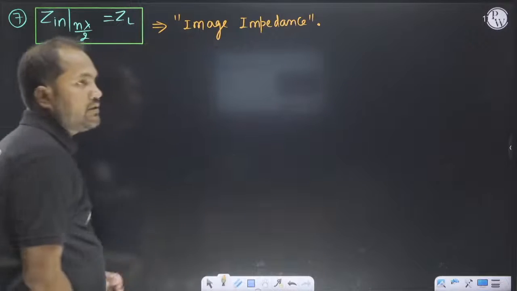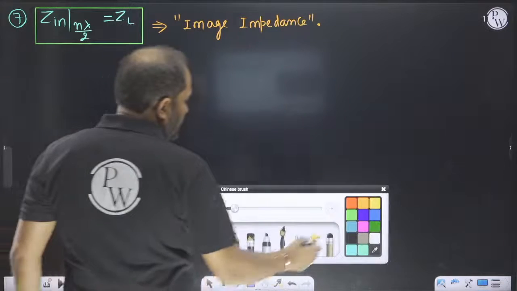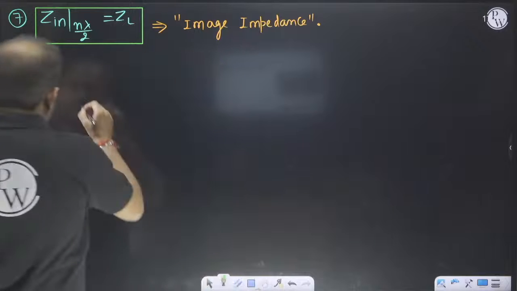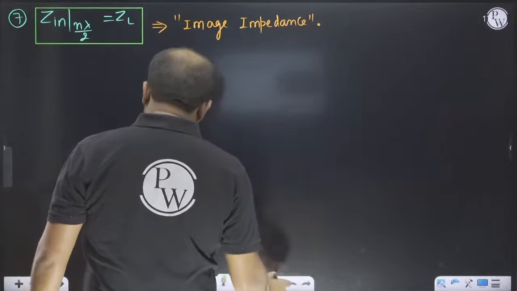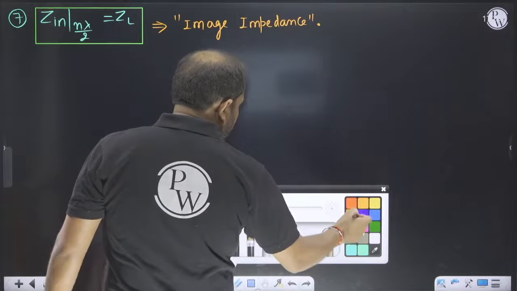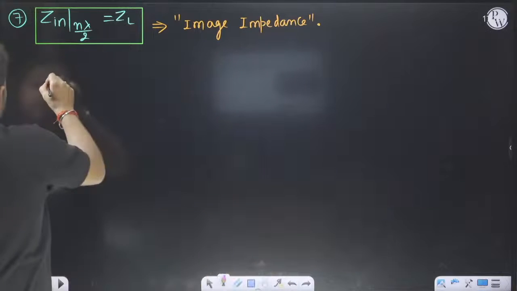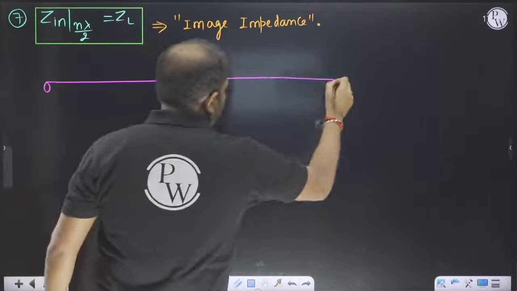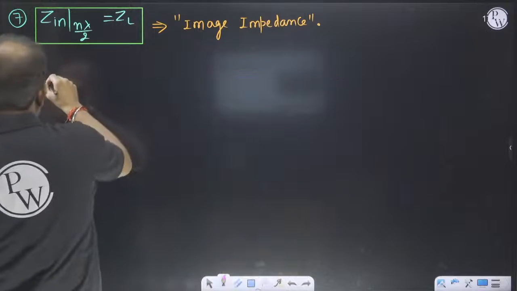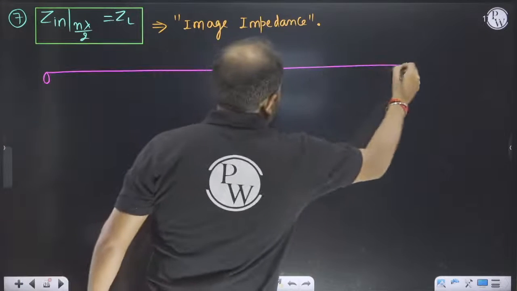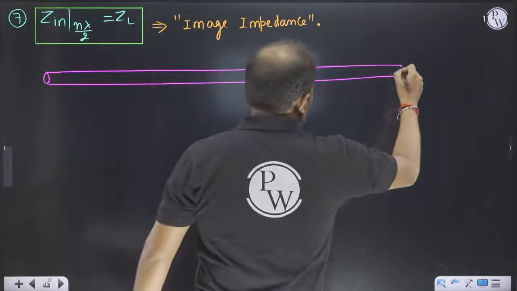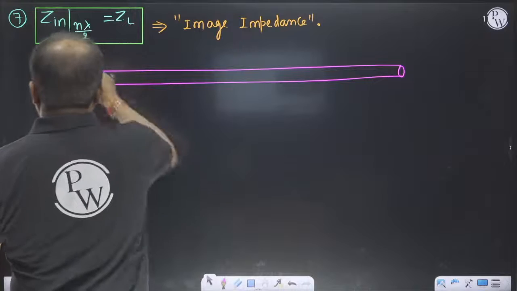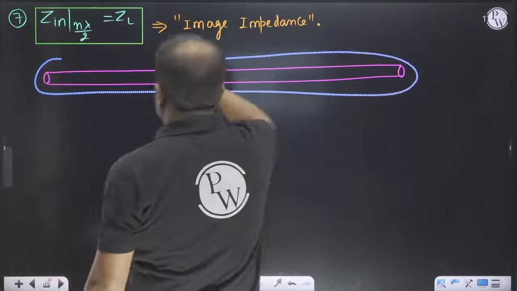In network theory, there is nothing like this. But in transmission line theory, the nature is changed. Why? Because of the wave nature of voltage and current. So in network theory you study ZL is equal to Zin is equal to ZL, but in transmission line theory, the nature is changed.